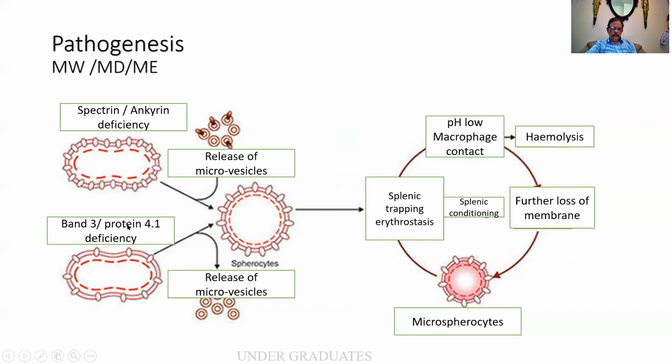And in this one, there can be a deficiency of band 3 or 4.1. Again, there can be the microvesicles, which can lead to the formation of the spherocytes. Once the spherocyte is formed, it is entrapped in the splenic sinusoids. And whenever the pH is low and it is in contact with the macrophage, there is a phagocytic activity which leads to hemolysis or destruction of the RBC. Still, it comes out and it tries to become normal, but there is a further loss of membrane.